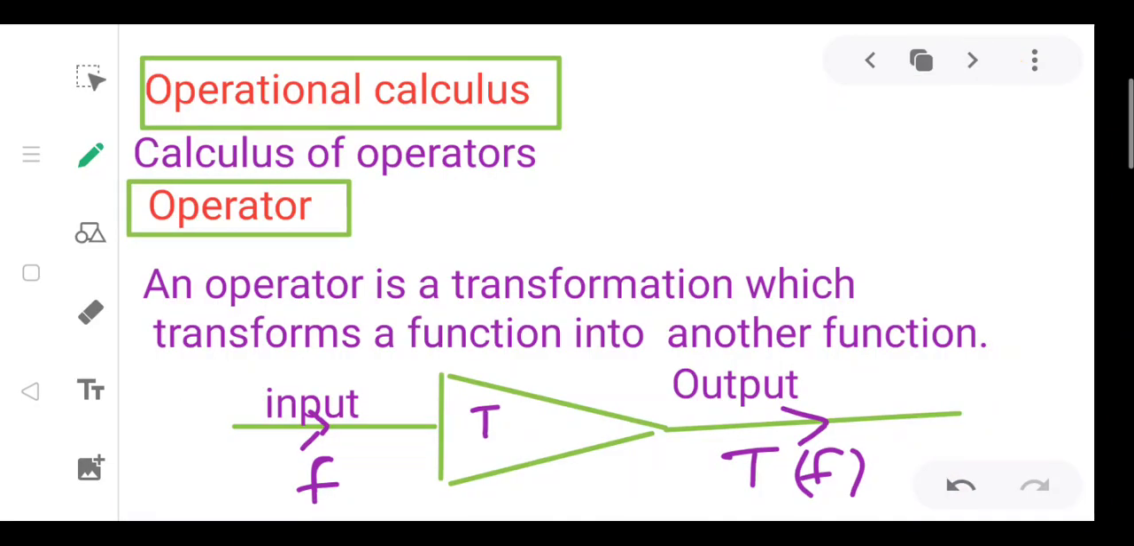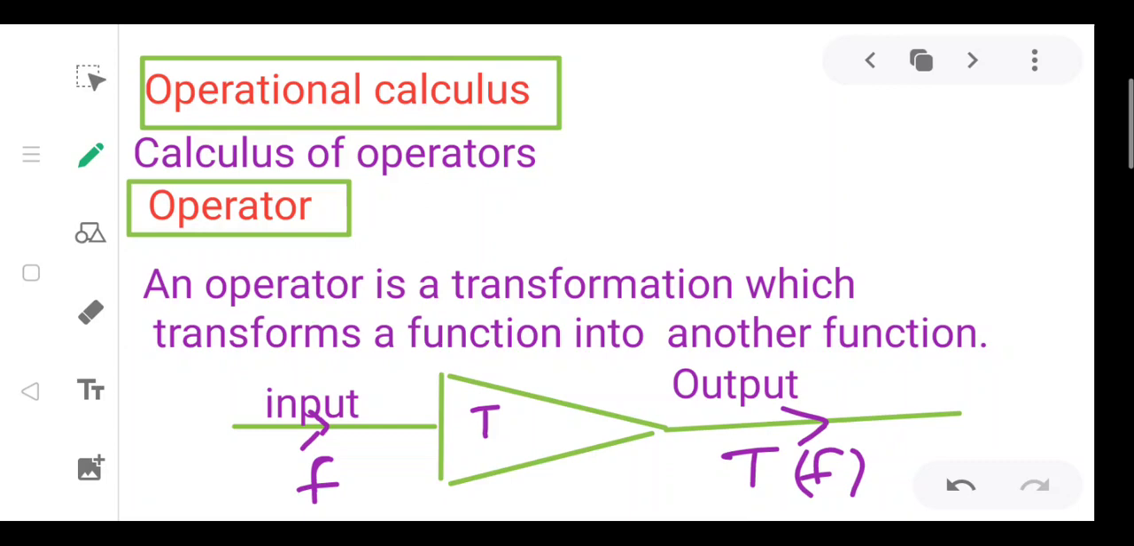Now, operational calculus means the calculus of operators. That is, the different techniques and applications of operators. So, what is an operator? Simply, an operator is a transformation which transforms a function into another function. That is, there is a function as an input, there is an operator, and there is an output after applying this transformation on to the given input function.